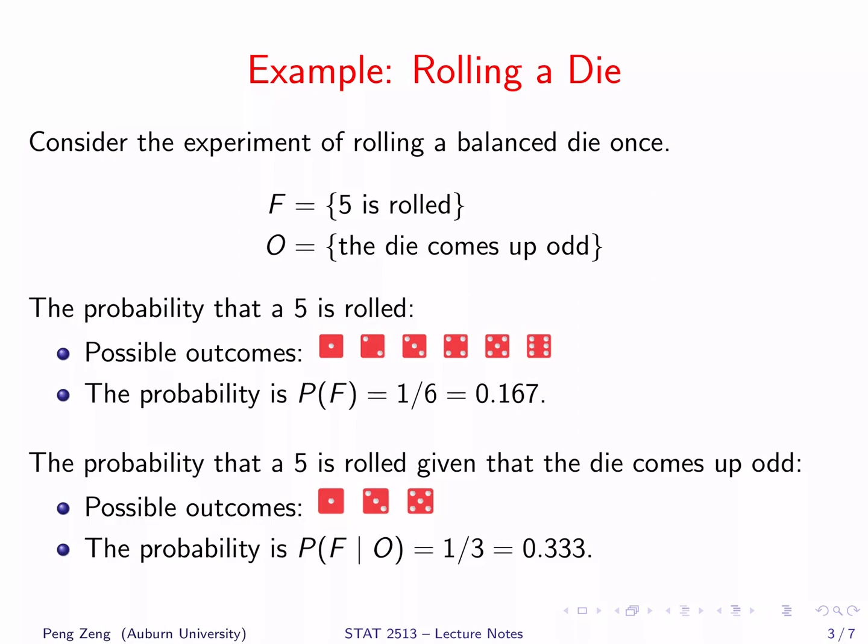We can see that these two probabilities are different. In the second example, because we know that the die comes up odd, the sample space is different, and therefore we get different probability. Sometimes the probability in the first example is called an unconditional probability if we want to emphasize its difference from the second example.